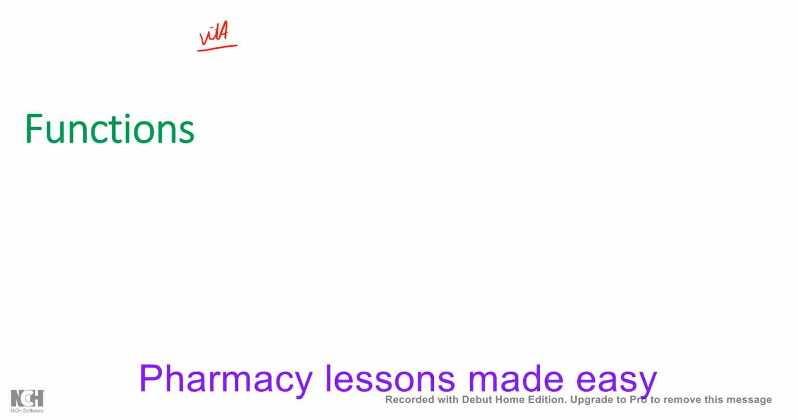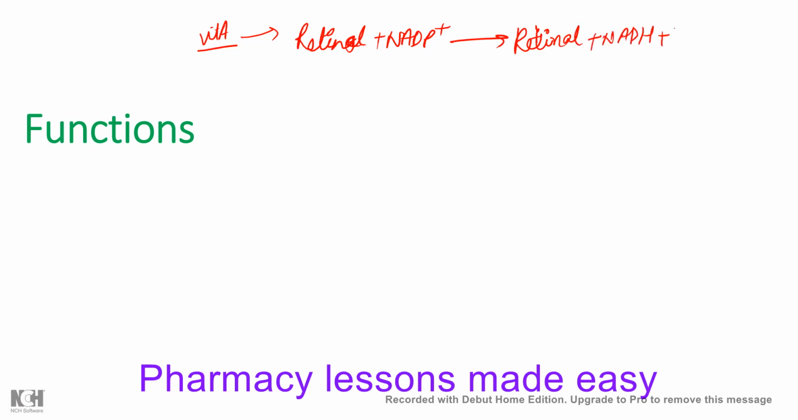The retinol is transported to the tissue bound to retinol binding protein and is reversibly converted into its aldehyde, which is called retinal, by alcohol dehydrogenase. So retinol plus NAD positive will lead to the formation of retinal, plus NADH plus H positive. So this is actually the reaction which happens.